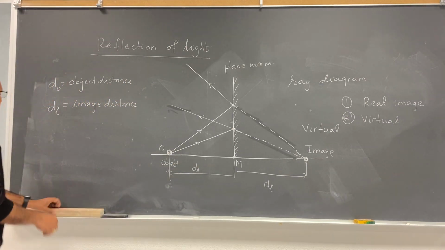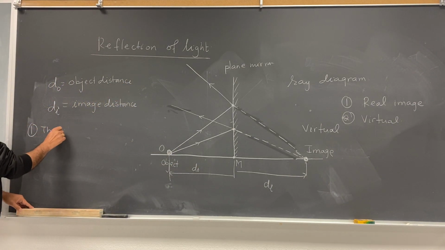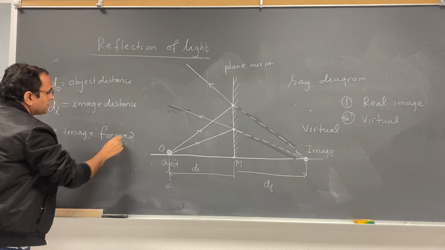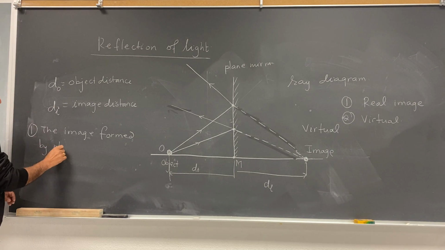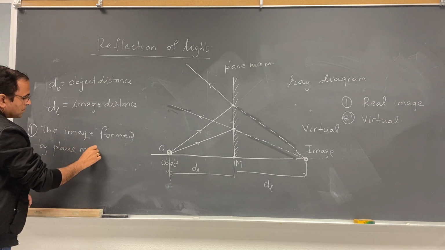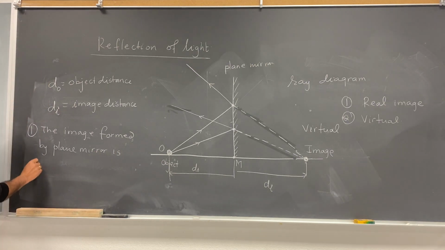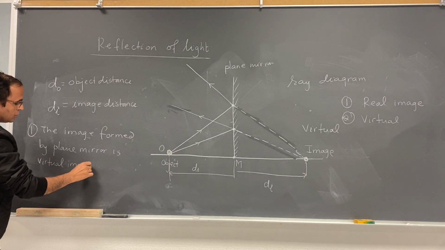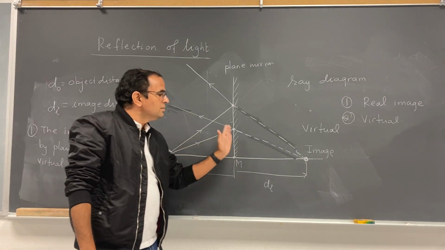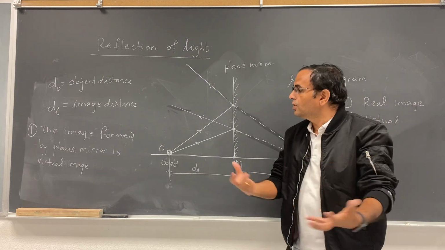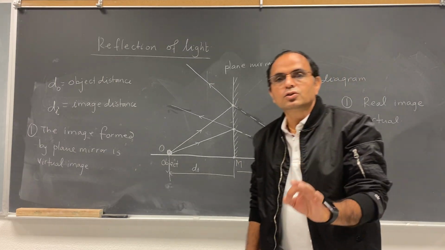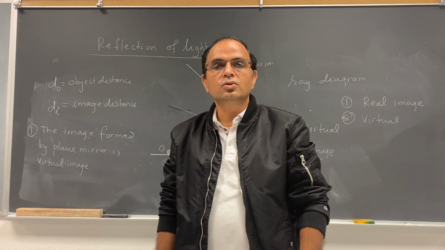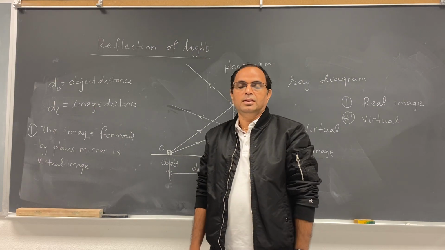Number one, the image formed by a plane mirror is a virtual image. Simply you know that this image is behind the mirror. So what is a virtual image then? Simply, a virtual image cannot be obtained on the screen.